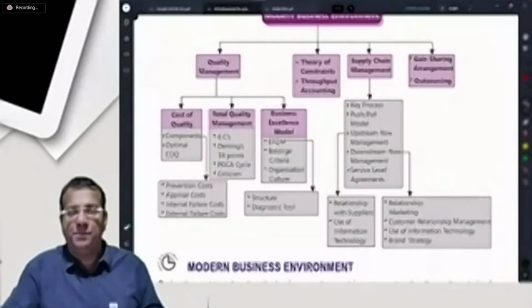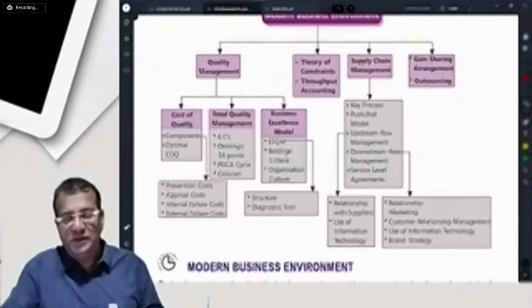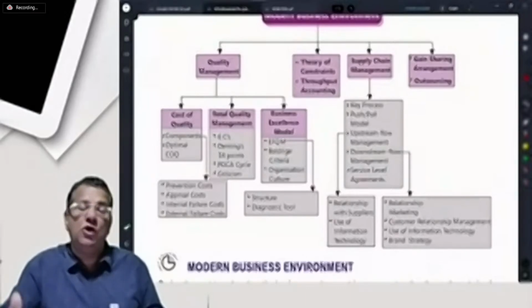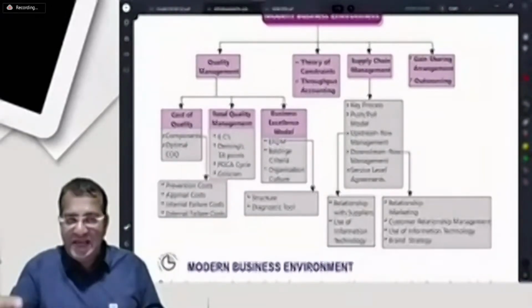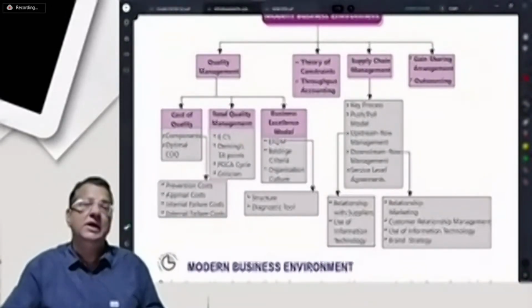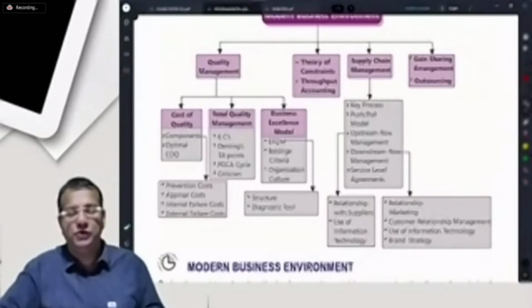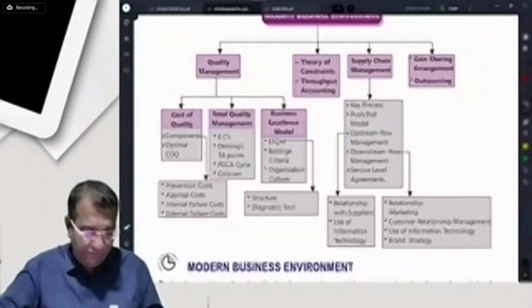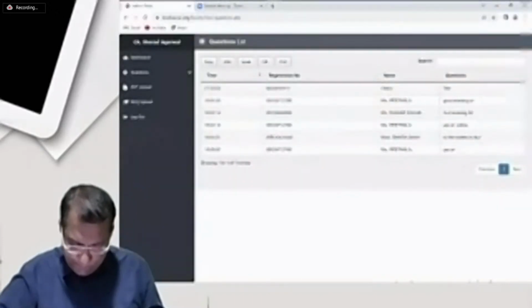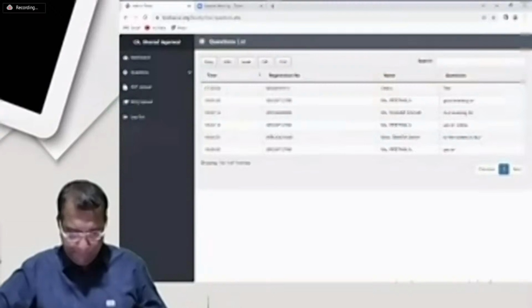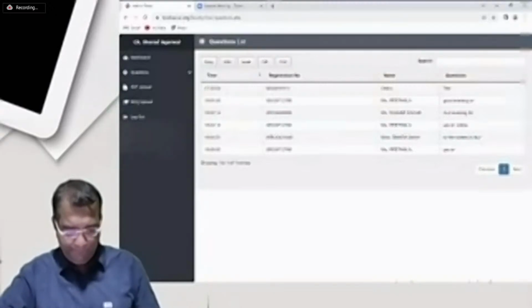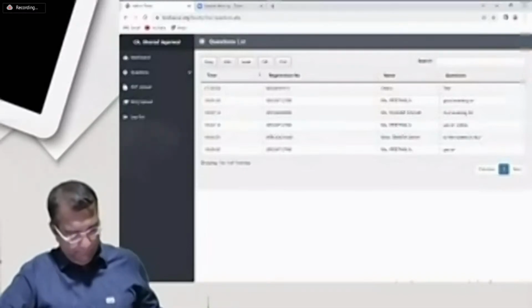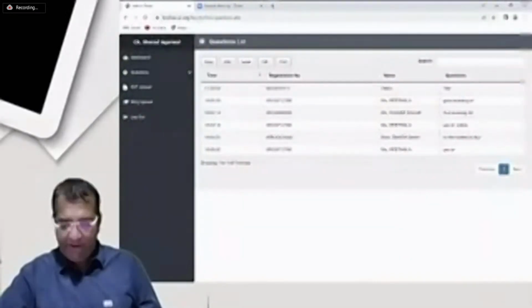Because the second major topic in this chapter is related to the theory of constraints, which deals with the optimal utilization of key factor resources, in other words, the limited resources. Anyone who wants to tell me what you mean by key factor or limiting factor?